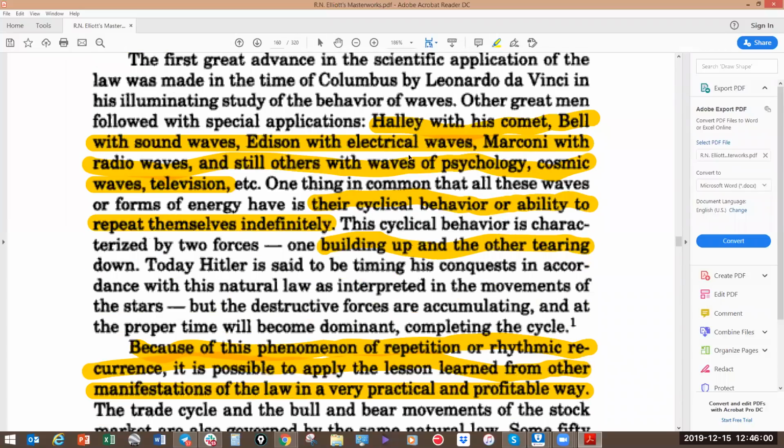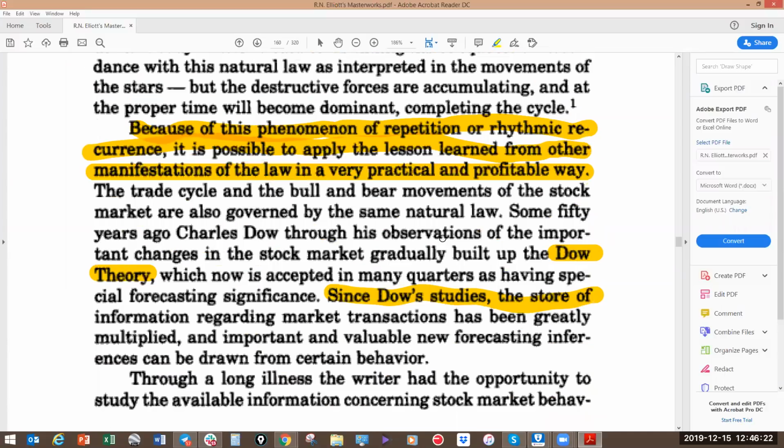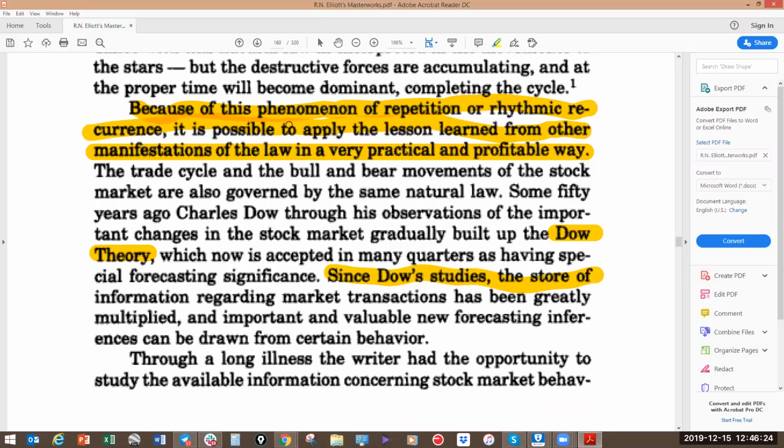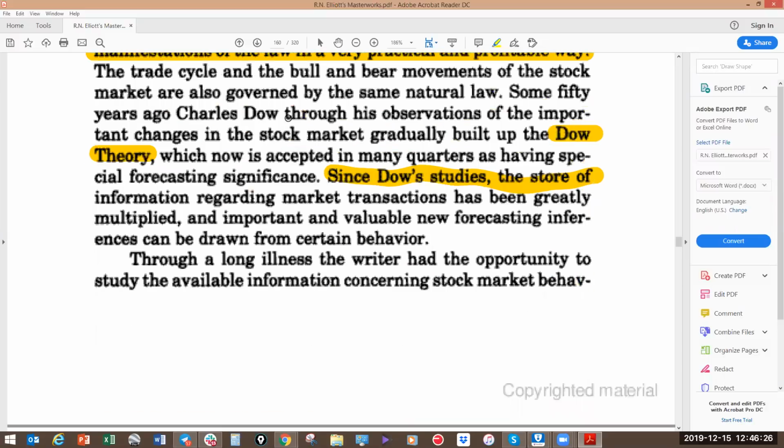So there's been a number of people that have studied waves, different types of waves, like Bell on sound waves, Edison with electrical waves, Marconi with radio waves. There's a whole number of people. Now, the first person who studied the behavior of waves was Leonardo da Vinci. Okay, so now I want to get to the point where they talk about law-abiding rhythmic regularity, and that is on this page.